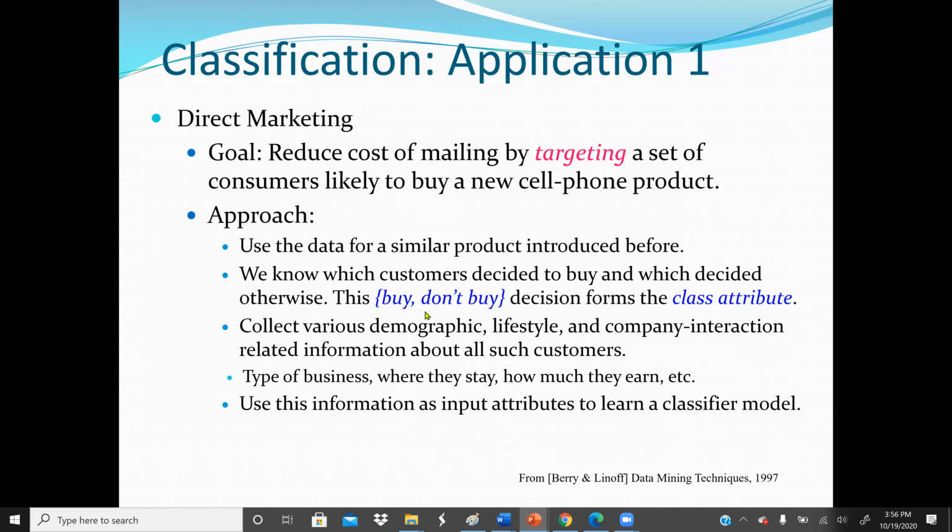So we may have the class label, buy or don't buy decision, that forms the class attribute. Then we collect various demographic, lifestyle, and company interaction related information about all such customers. So in data mining, our main ingredient is data. If we want to predict whether a customer will buy an item or not, then we need to analyze every single piece of data about that customer that is related to buying or not buying an item. Type of business, where they stay, how much they earn. Now we can use this information as input attributes to learn a classification model.